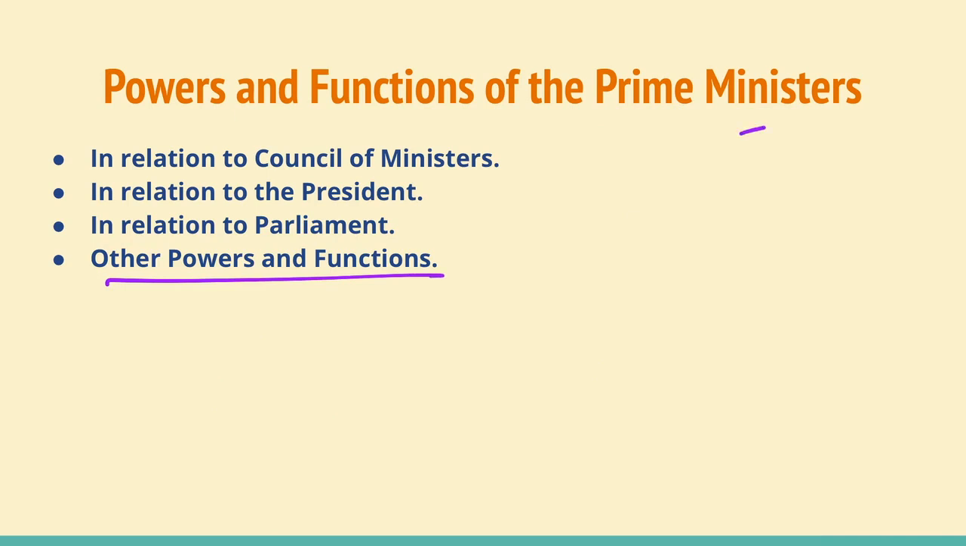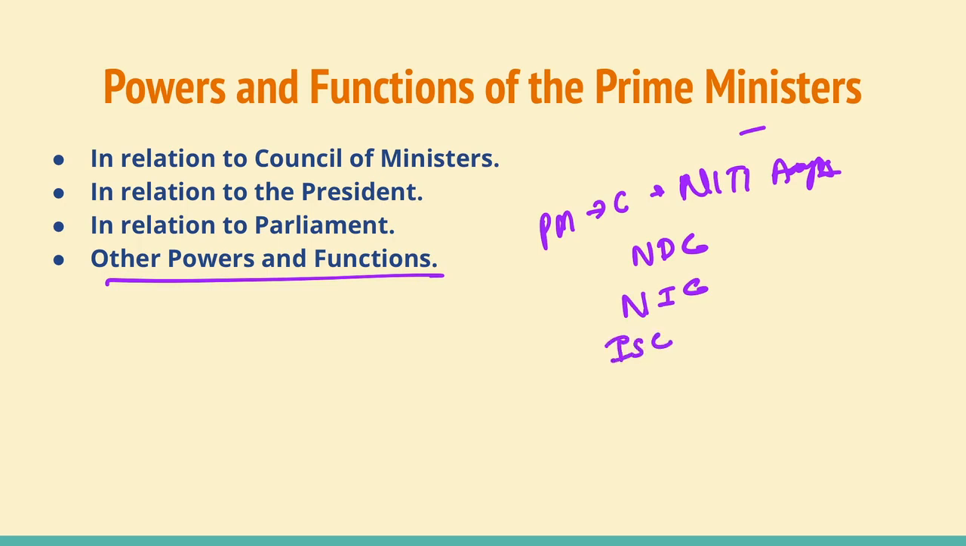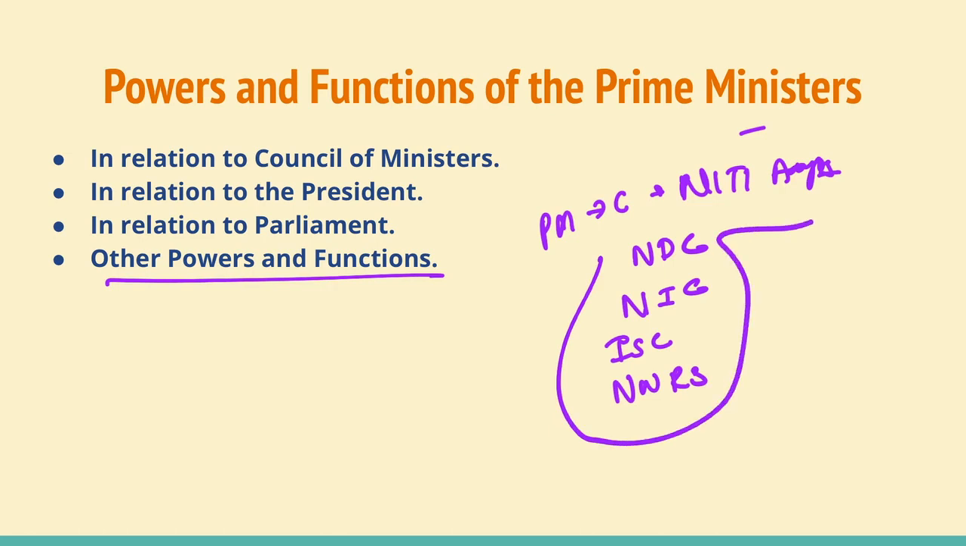Other powers and functions of the Prime Minister. The Prime Minister is said to be the chairman of the Planning Commission, which is now called Niti Aayog. He is also the chairman of the National Development Council, National Integration Council, Interstate Council and National Water Resource Council.